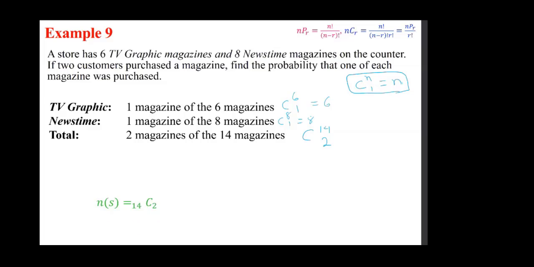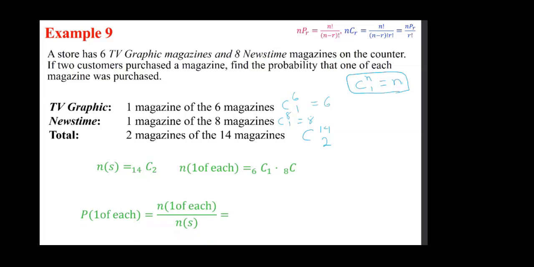Now that we know that, so that's the sample space, one of which would be the product of the 2, simple multiplication principle. And so the probability of one of each is N of one of each over N of S. To me at least, when I'm doing probability, it's important to establish the size of my sample space first and foremost. It makes life easier. It makes it easier to understand what we are doing. And so the top is simply 6 times 8. The bottom needs to be calculated.